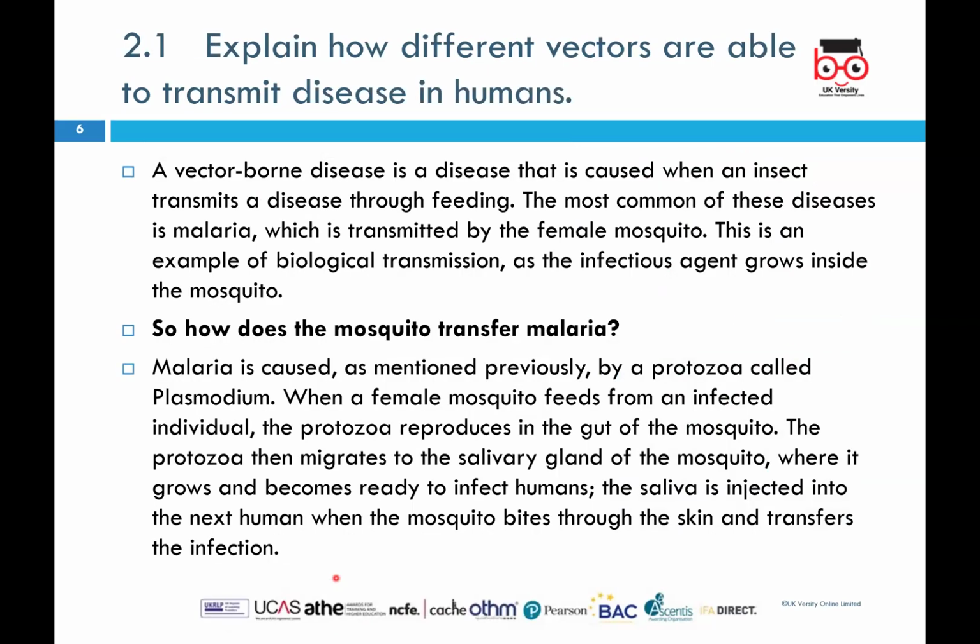Okay, so then your one learning outcome was to explain how different vectors are able to transmit disease in humans. So a vector-borne disease is a disease that is caused when an insect transmits a disease through feeding. A mosquito causes malaria, and it is transmitted by the female mosquito. This is an example of biological transmission, as the infectious agent grows inside the mosquito, as opposed to a mechanical transmission where there's just transport happening.